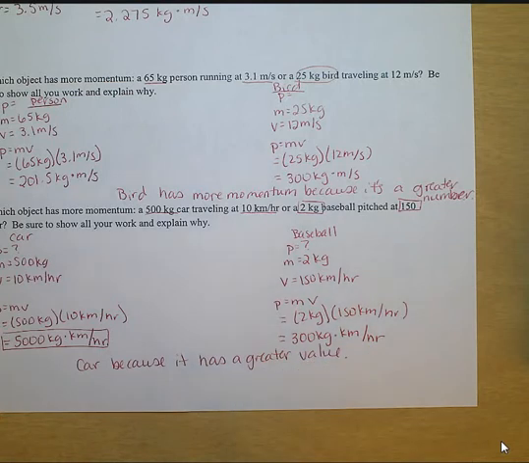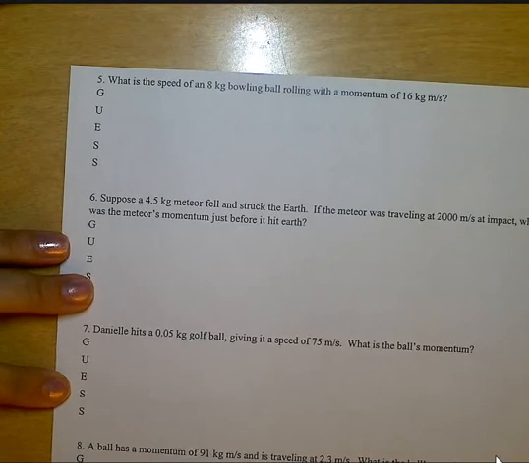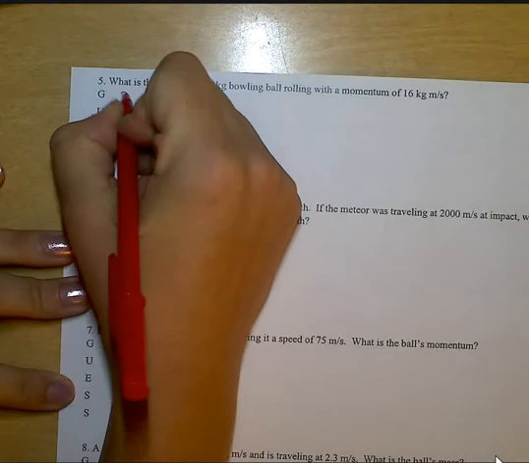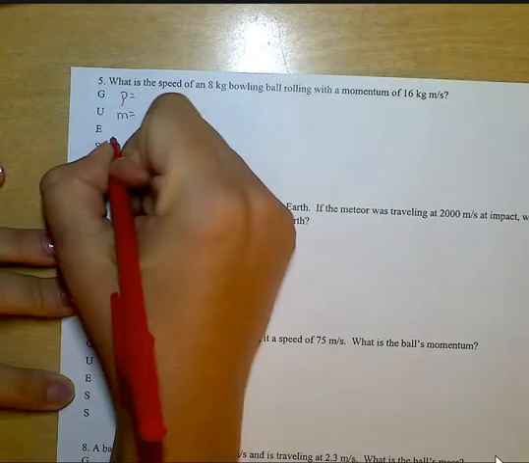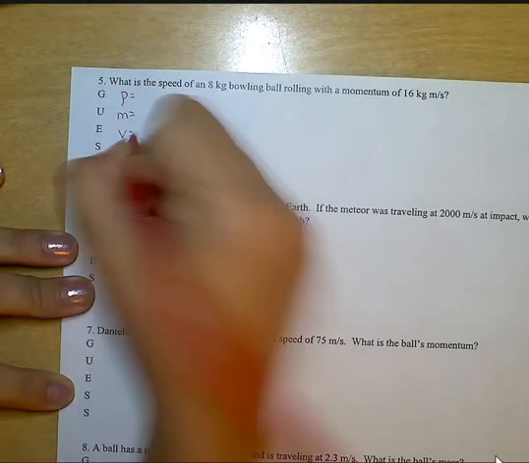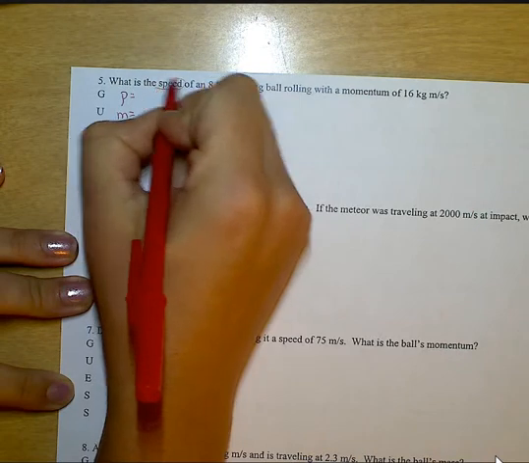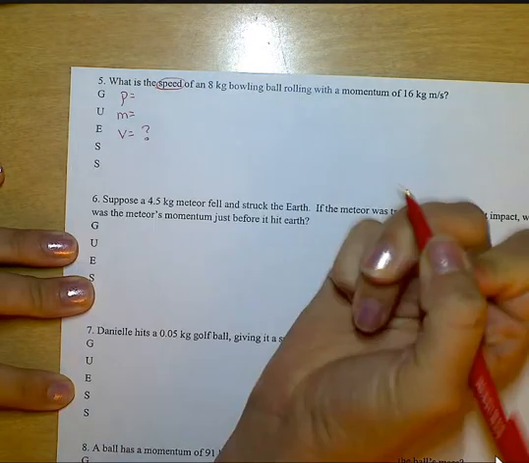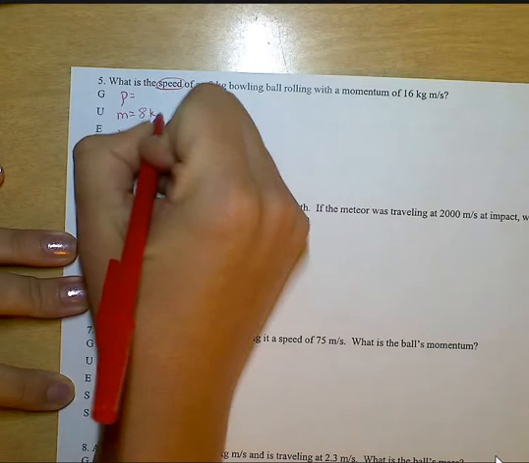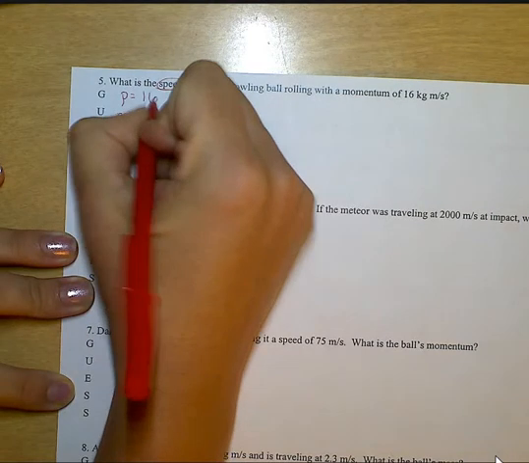Okay, we can go ahead and turn our page over. What is the speed of an 8 kilogram bowling ball rolling with a momentum of 16 kilograms times meters per second? So these are a little bit different because we are solving for a different number. We are looking for the speed or the velocity, so we do not know that number. We still have a mass, and we have our momentum.